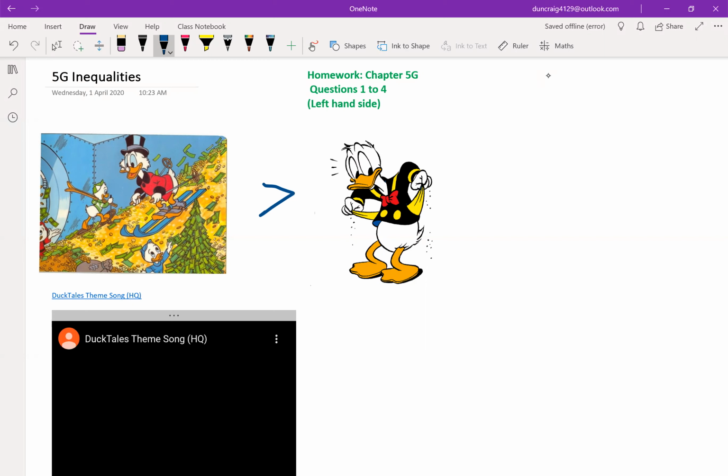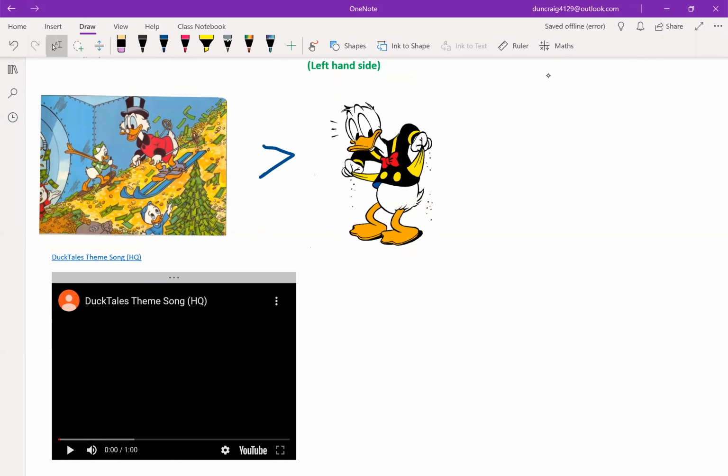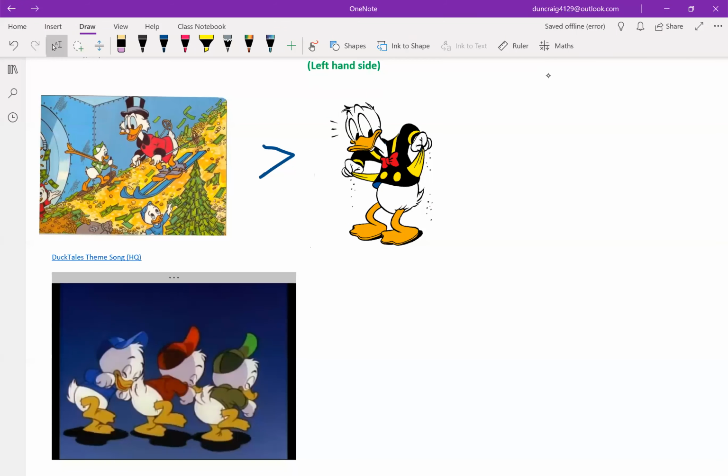We're dealing with scenarios, things that just aren't equal to one another, but things that are more than or less than one another. Let's actually take a look at the DuckTales theme song. It's a pretty good theme song. Let's get this up and going here.